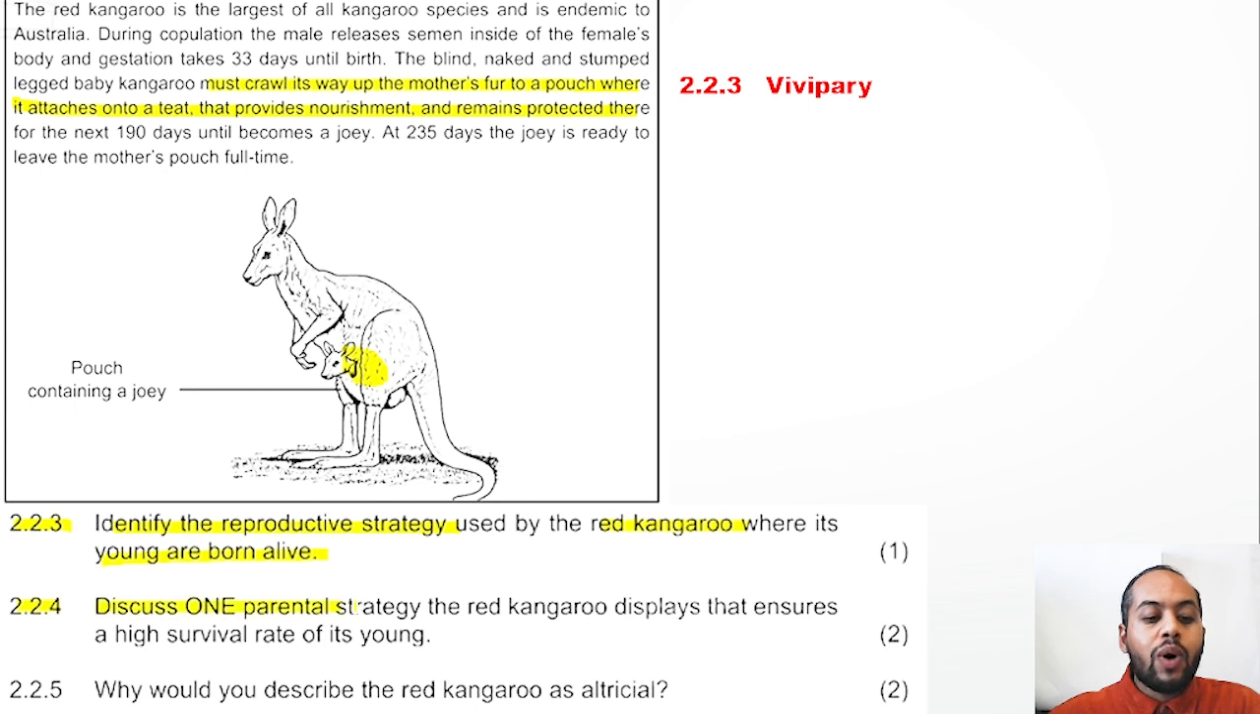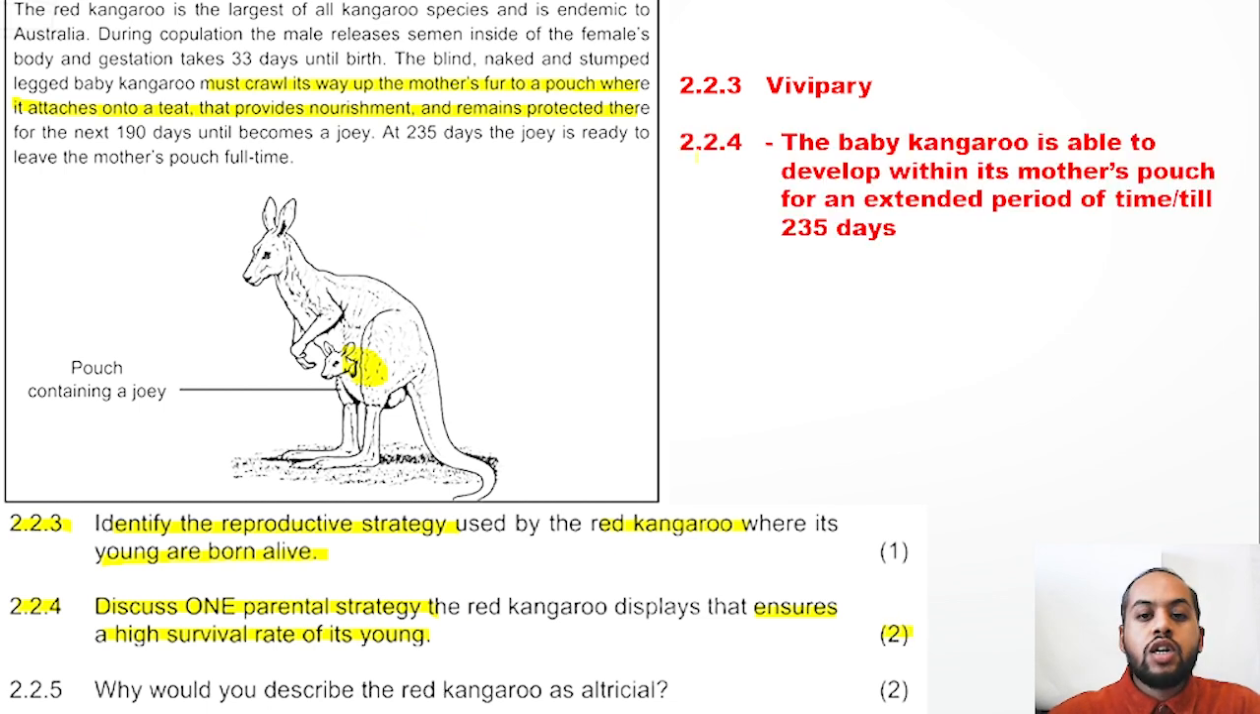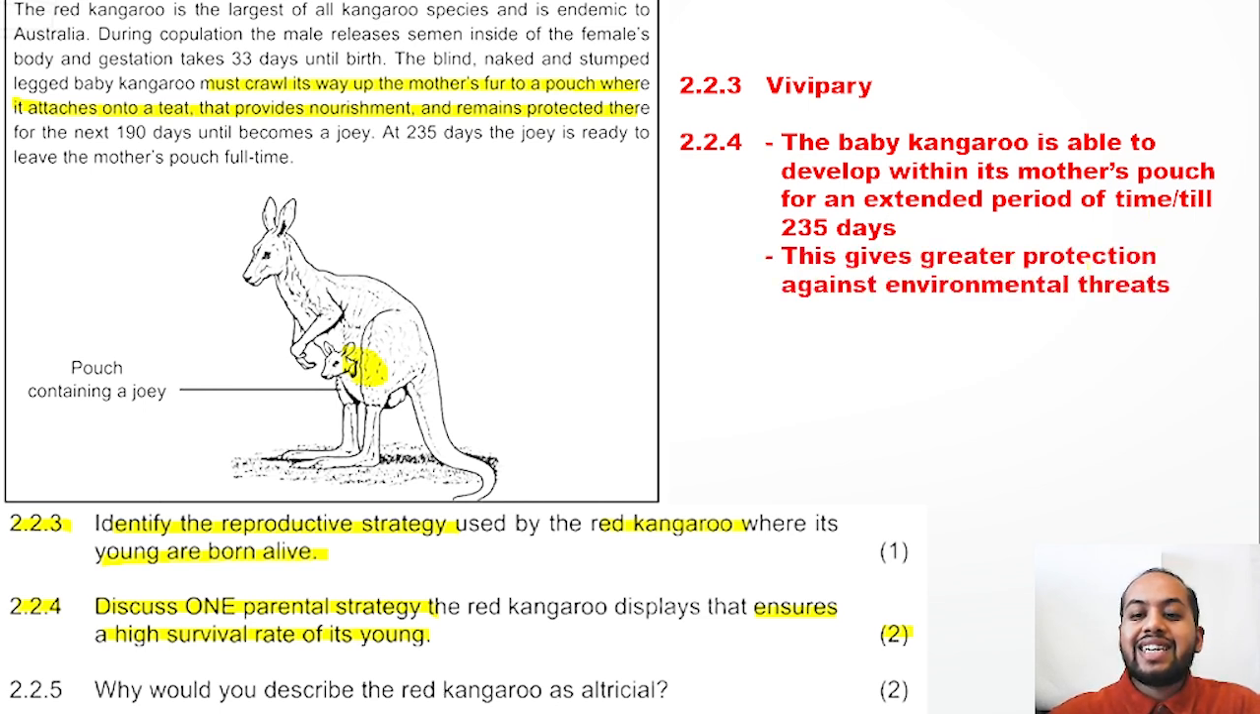2.2.4, discuss one parental strategy the red kangaroo displays that ensures a high survival rate of its young. One parental strategy that ensures a high survival rate. So firstly, for 2.2.4, the baby kangaroo is able to develop within its mother's pouch for an extended period of time, till 235 days. And secondly, this gives greater protection against environmental threats.